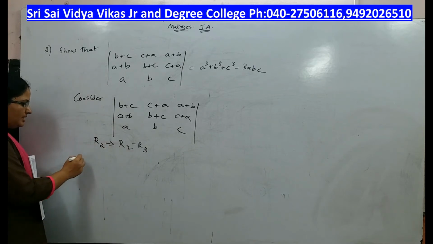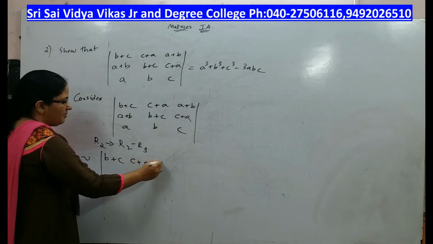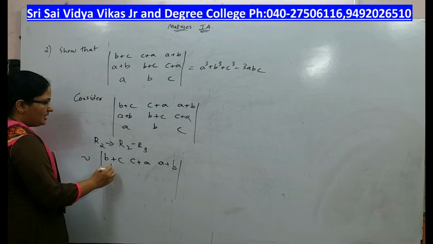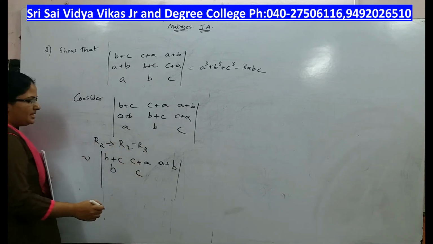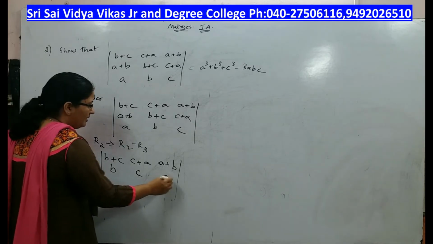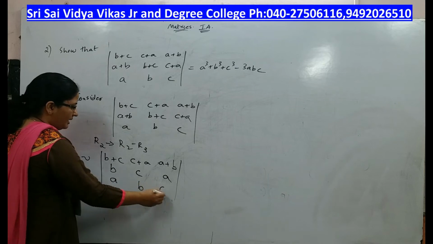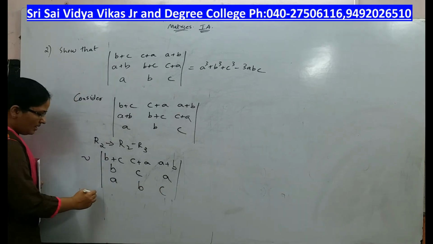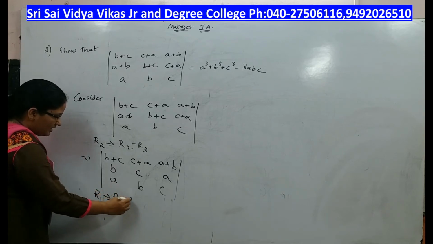So that is the same as B plus C, C plus A, A plus B in the first row. A plus B minus A is B, B plus C minus B is C, C plus A minus C is A. Here you have B, C, A, and in the third row A, B, C. Then R1 changes to R1 minus R2.